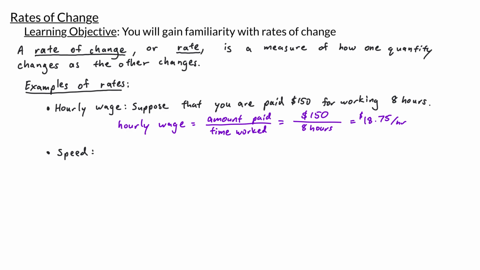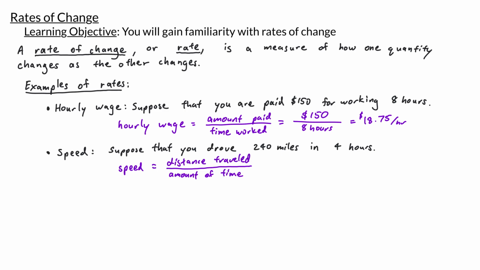Another example of a rate is your speed when you're driving a car. Speed is usually measured in terms of miles per hour. So our relevant quantities here are distance and time. So our rate here tells us how distance changes as time passes. Let's consider this example where we drove 240 miles in 4 hours. Let's try to calculate our speed.